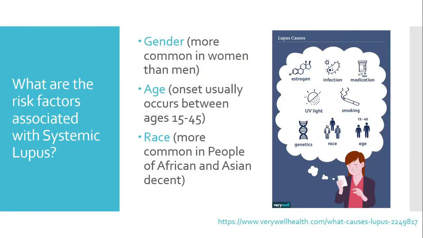While we don't know exactly what causes autoimmune disorders, we do know what risk factors are associated with it. Gender, for one, is a risk factor for systemic lupus, as it is 10 times more common in women than men throughout their reproductive years. Age may also determine your risk, as the onset of systemic lupus usually occurs from ages 15 to 45. Studies have shown that systemic lupus is more common in individuals coming from African or Asian populations.